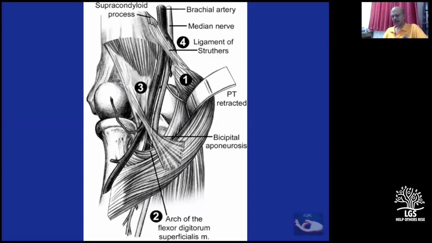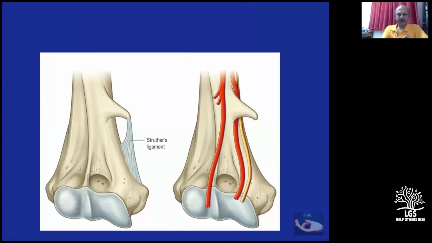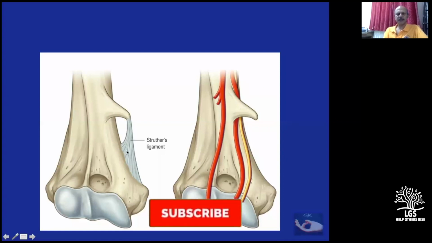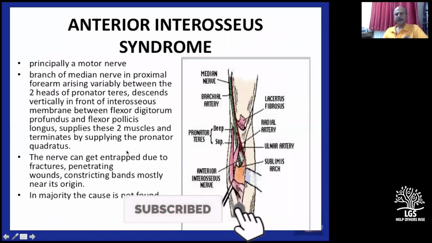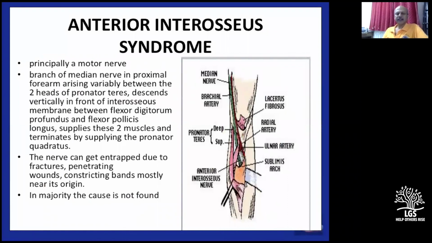Now, this ligament of Struthers is actually a ligament that extends from a bony protuberance here. In animals, in apes, this is actually a foramen through which the median nerve and brachial artery come. But in evolution, this has become a ligament. This may sometimes cause a compression. Then lastly, the anterior interosseous syndrome. This is mainly a motor nerve.